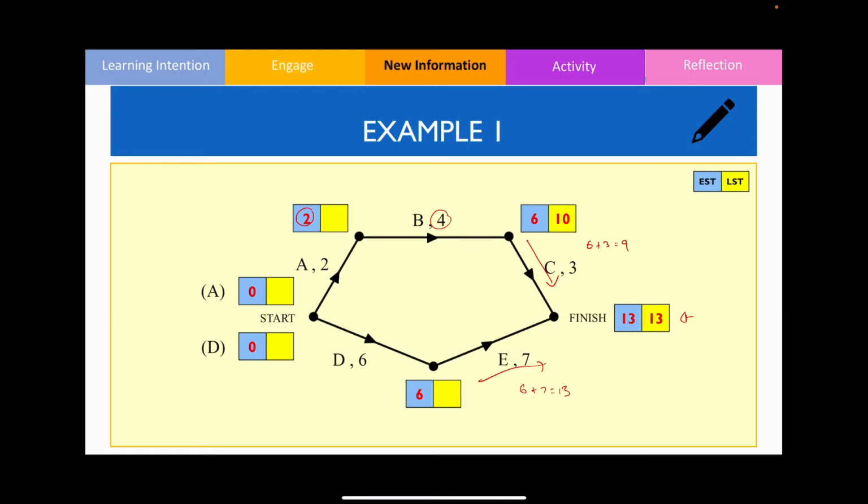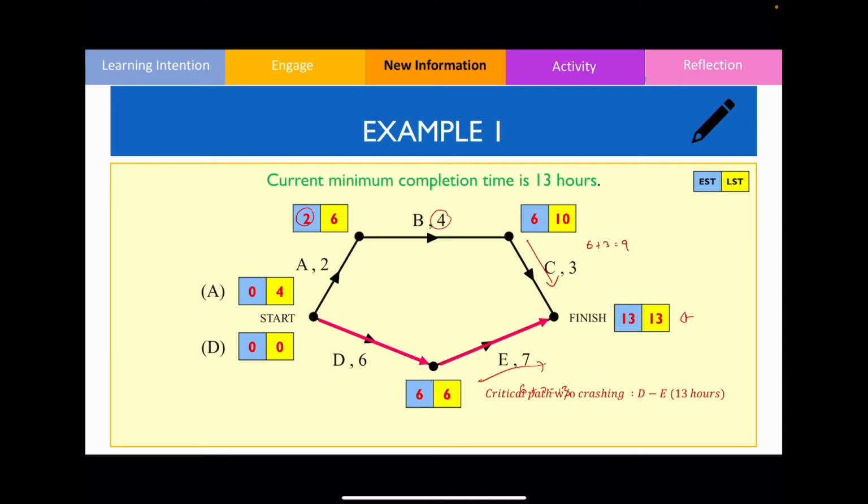For activity E, the latest starting time is going to be found by going 13 minus 7, which is going to equal 6. The latest starting time for activity B can be found by going 10 minus 4, so that's going to be equal to 6. And if you minus the durations for activities A and D, then this is going to be the latest starting times for these 2 activities. So therefore, we can see that the critical path is going to be activities D and E.